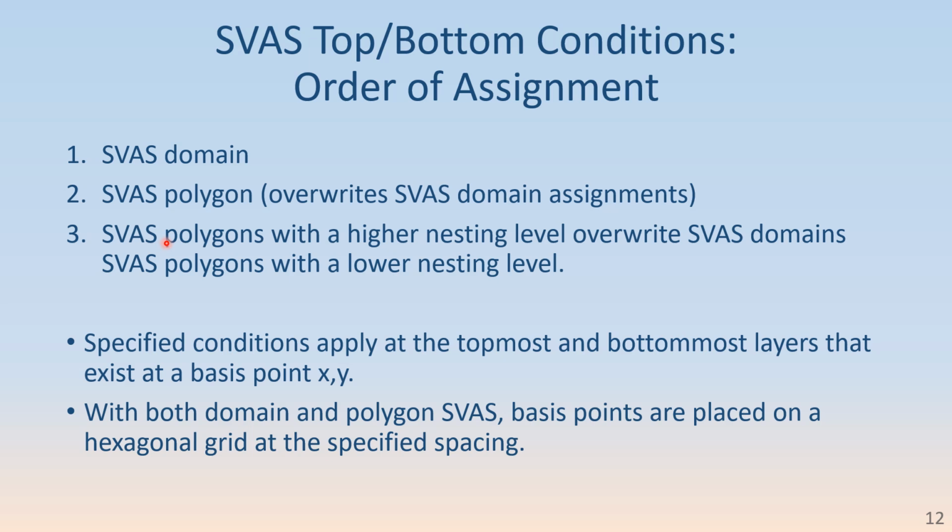We've talked about this in the previous video. The top and bottom conditions apply at the topmost and bottommost layers that exist at a basis point. So you don't want to specify SVAS domains for any overlapping domains. That would, in those overlapping areas, have multiple inputs that are adding to each other when you don't really intend that. With both the domain and the polygon SVAS, the basis points are placed on a hexagonal grid at the spacing that you specify.